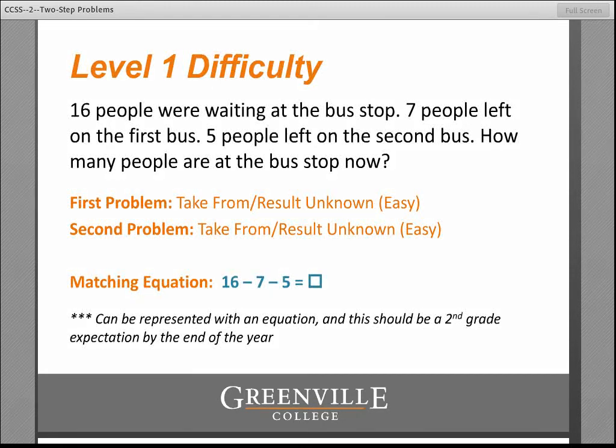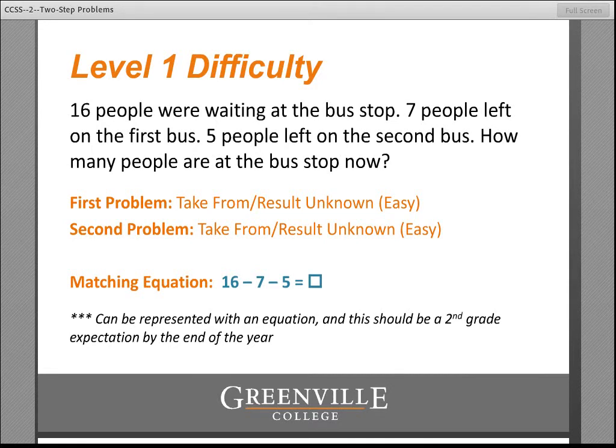Level 1 difficulty is characterized by combining 2 easy problems with the same operation. So in the example that you see here, we have combined 2 result unknown problems, both of which require subtraction. Children are expected also to be able to identify a matching equation for this problem type. When you combine 2 easy problems, usually the children can come up with an equation. Now, that doesn't mean they can do it at the beginning of the year. It is a process that we want them to get to by the end of the year, so we work with modeling, scaffolding, and guided practice with feedback before we do any formal assessment.